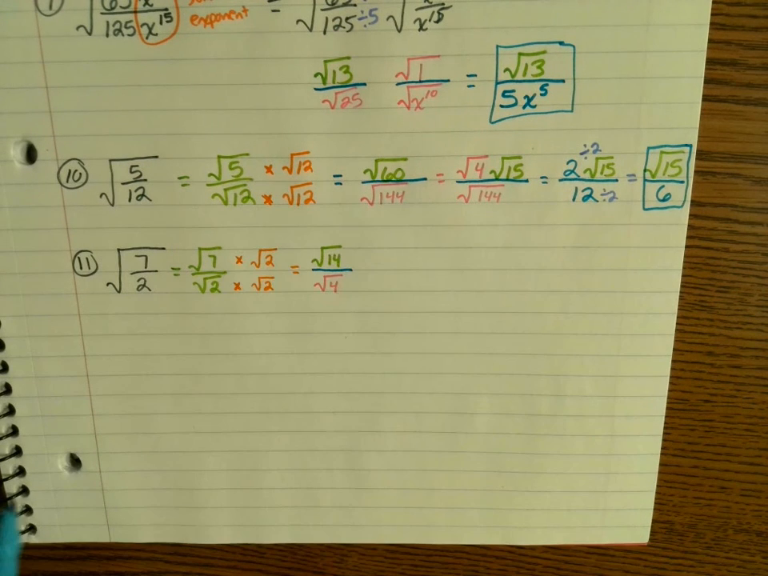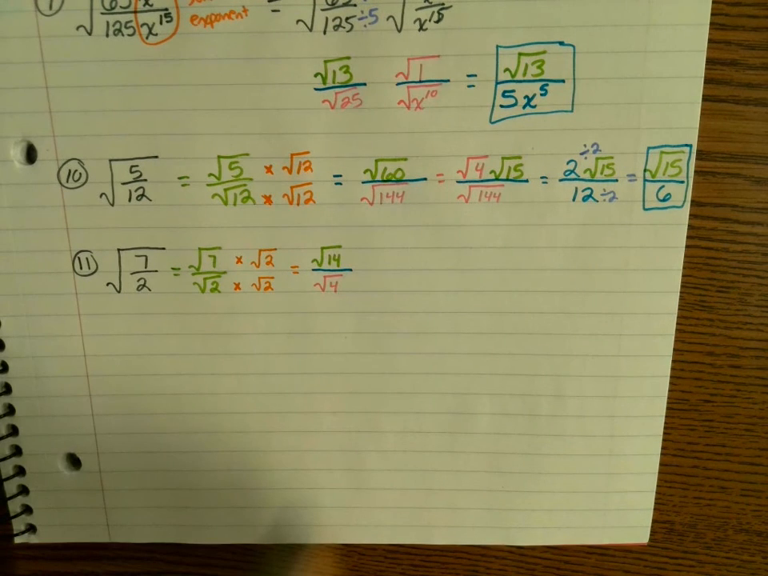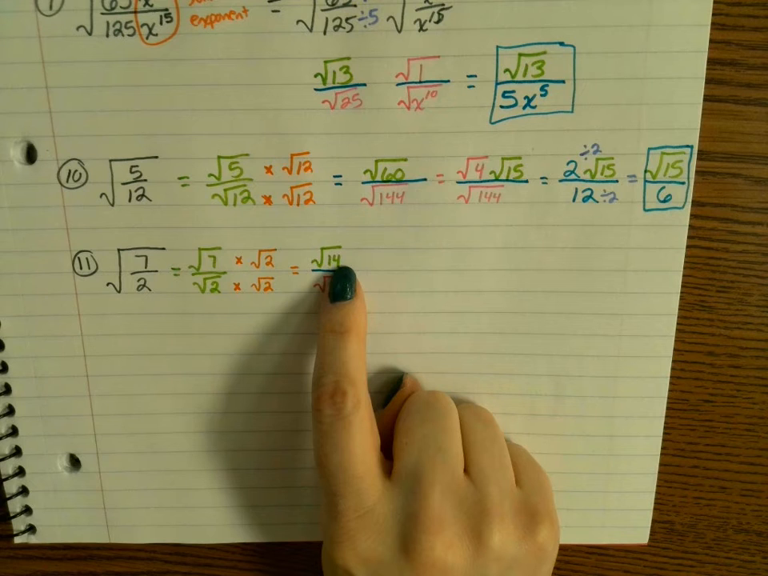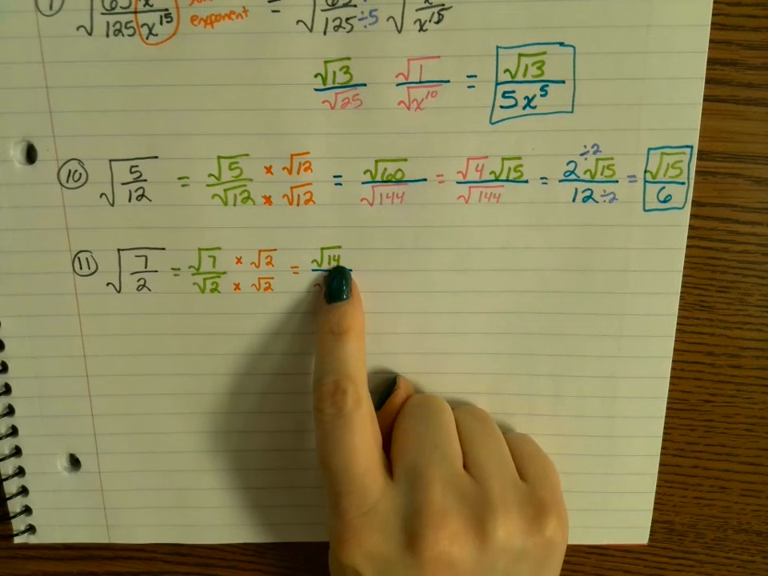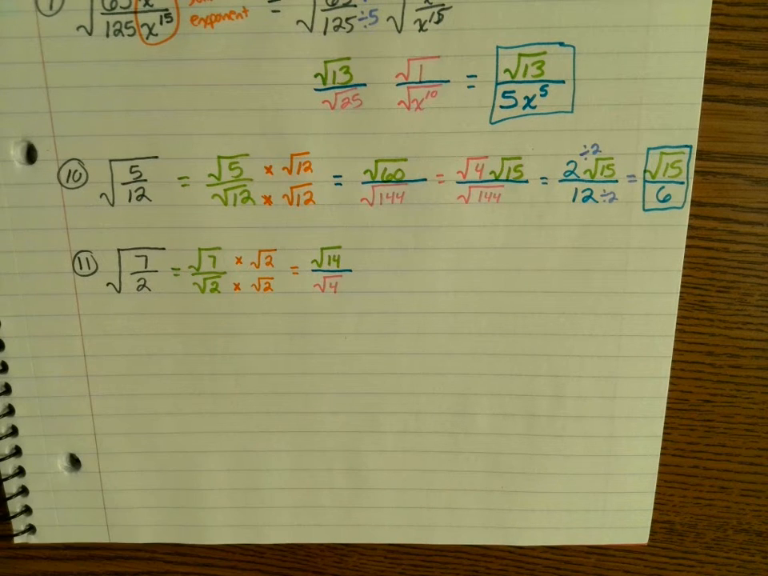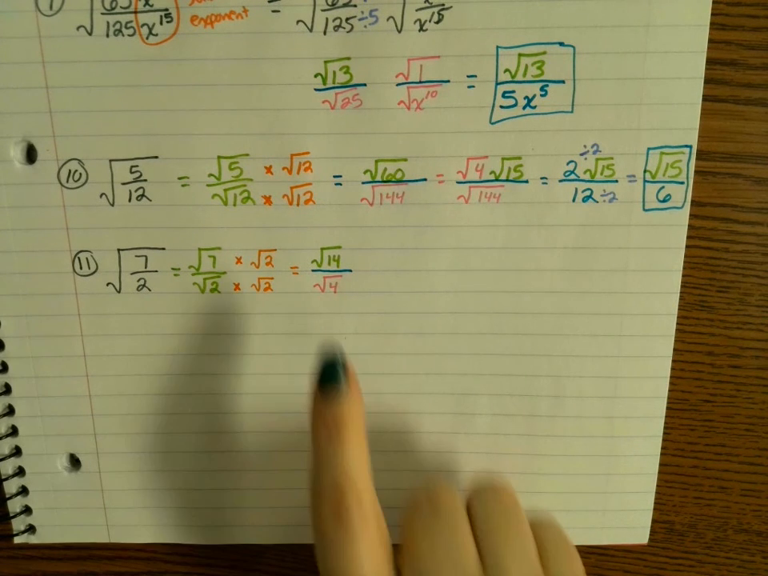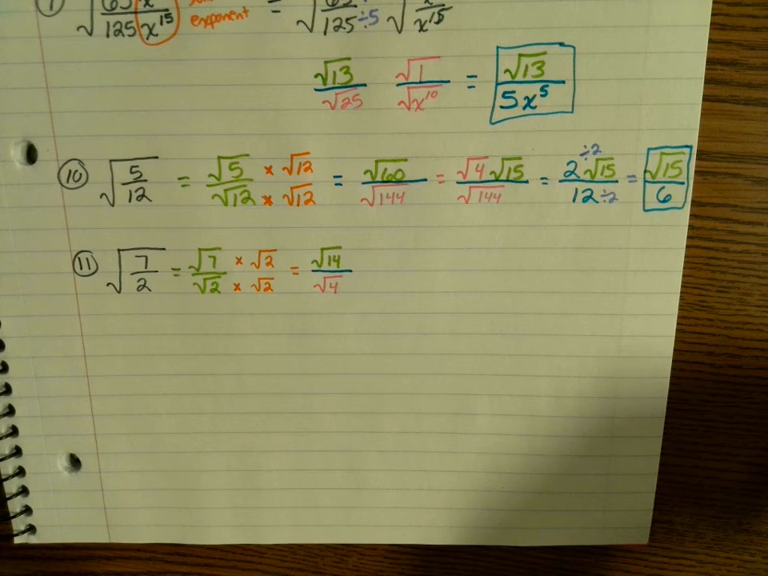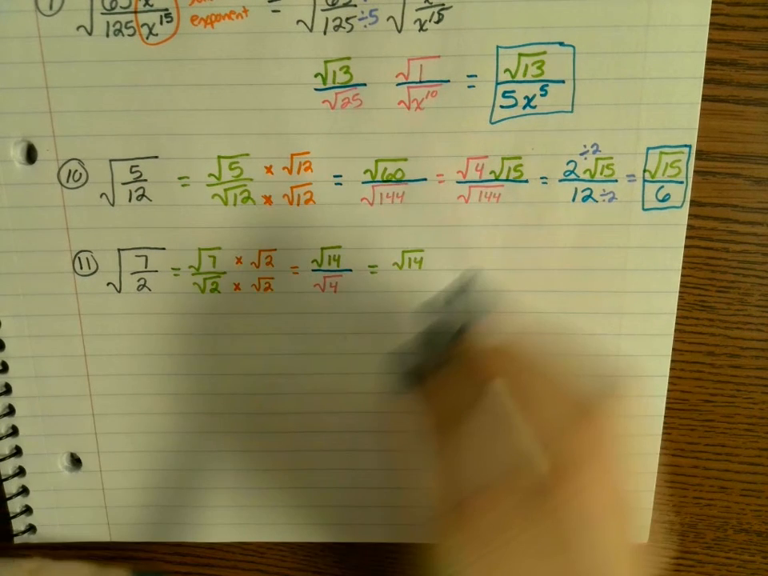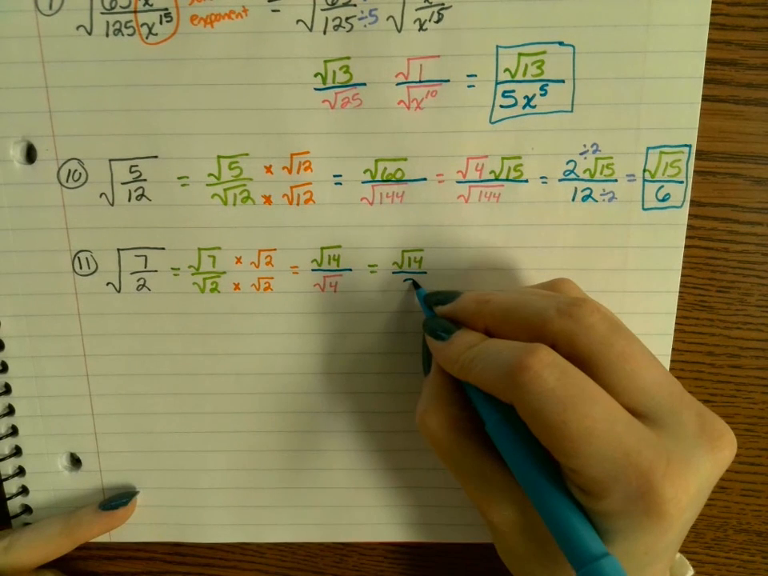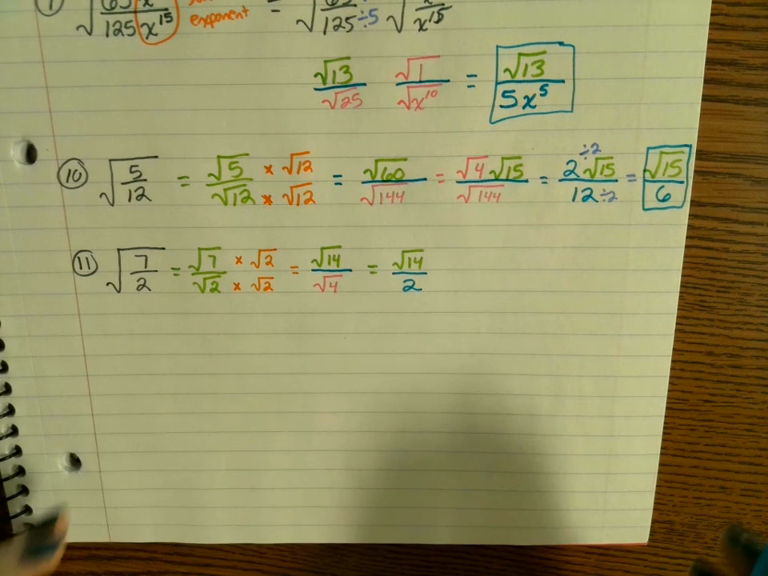14 cannot be broken down because the only factors of 14 are 1, 14, 2, and 7. None of those are perfect except for the 1. So we cannot break it down any further. It's going to remain square root of 14. Square root of 4 becomes 2. And then that's it. I'm done. I've simplified it as far as I can.